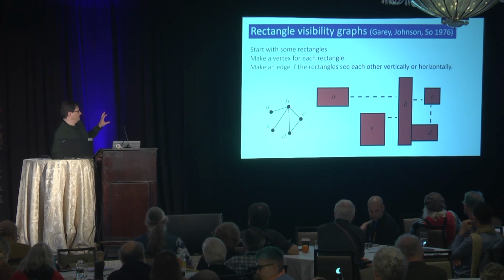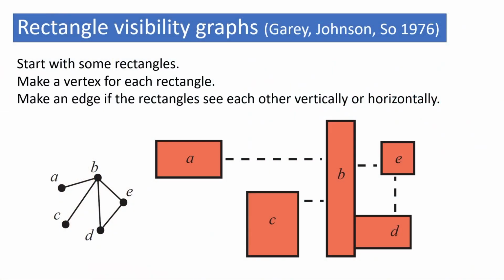So we start with these rectangles that have vertical and horizontal sides. They're looking in four directions: up, down, left, and right. And we have a graph, and we put a vertex in the graph for a rectangle, and an edge in the graph when two rectangles see each other.